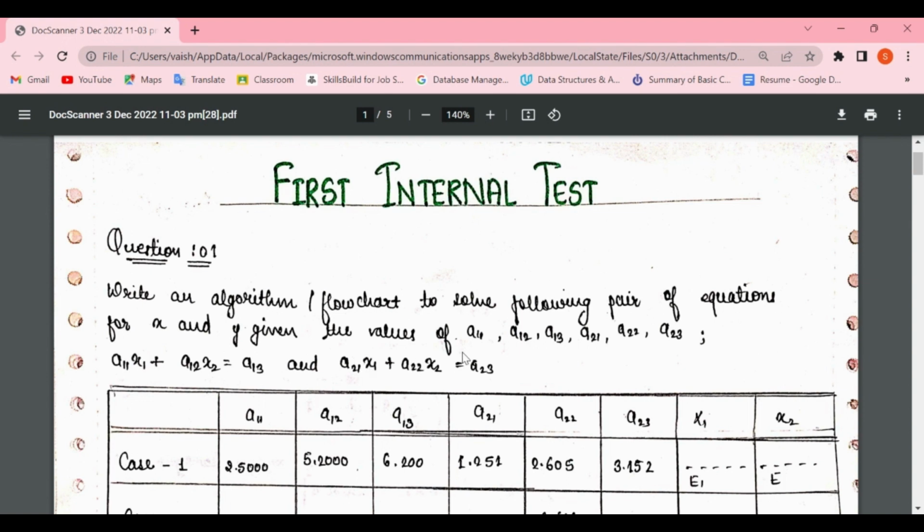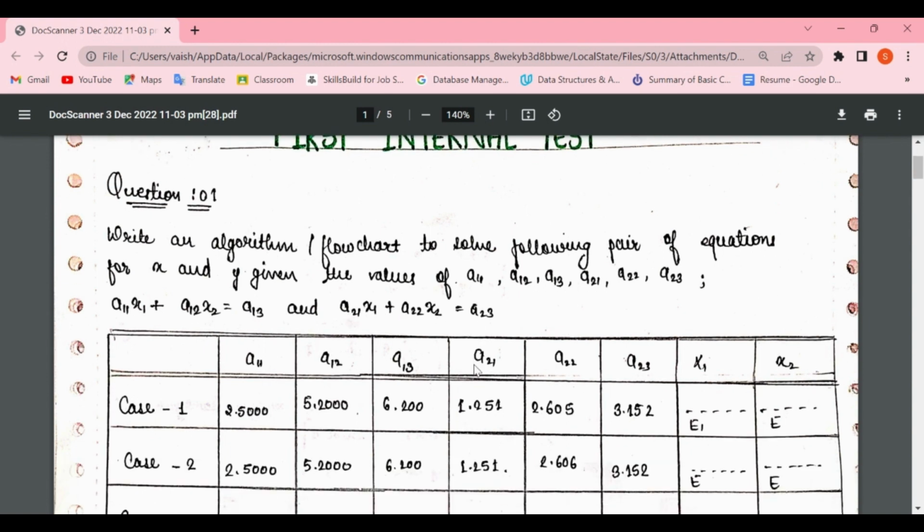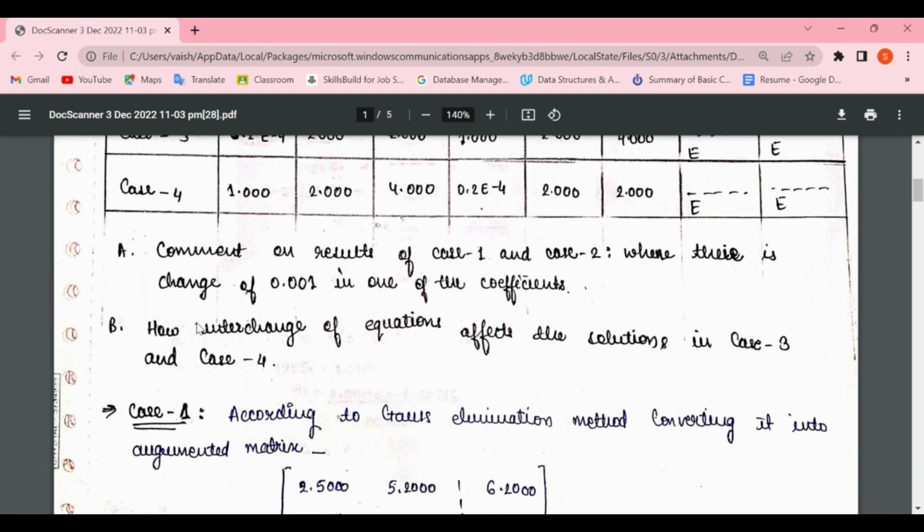Given the values of a11, a12, a13, a21, a22, a23, the equation is in the form of a11 x1 plus a12 x2 is equal to a13, and a21 x1 plus a22 x2 is equal to a23. Now we have two sub questions. First, comment on the results of case 1 and case 2 when there is a change of 0.001 in one of the coefficients. And second, how does interchange of equations affect the solution in case 3 and 4.